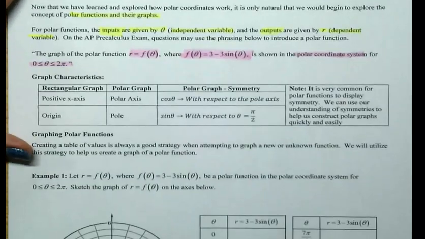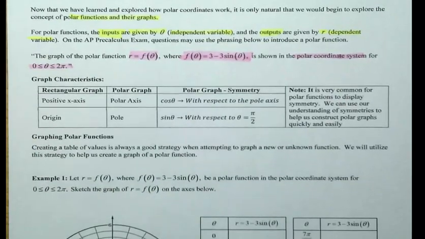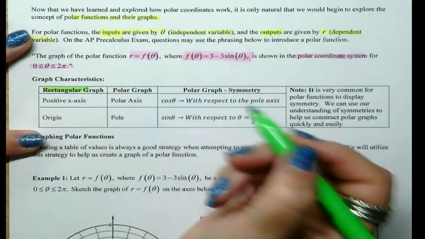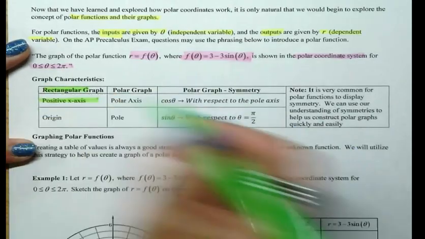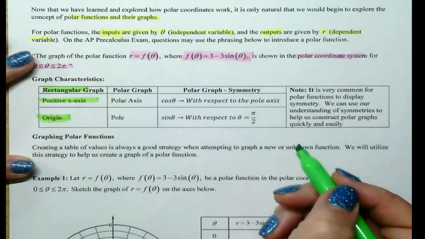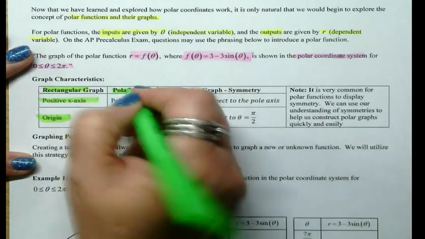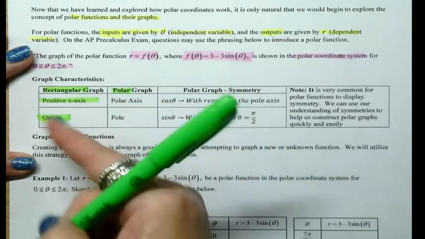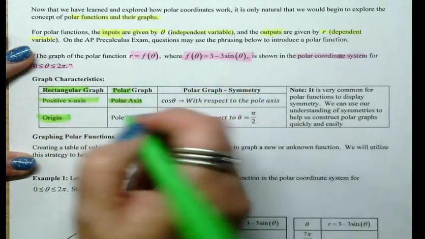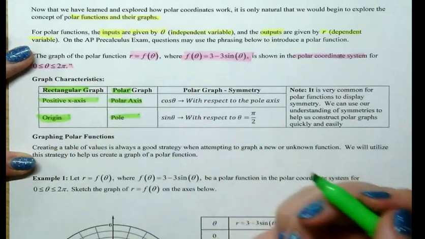So here are a few characteristics and words that I want to make sure you know, so you're not surprised if you happen to see them. When we're talking about the rectangular system, we have a positive x-axis and we have the origin point, which is in the middle of the graph. When we're talking about polar graphs, the positive x-axis is your polar axis, and your origin is called the pole. That's the dot in the middle.